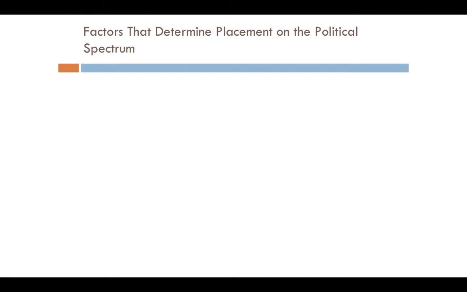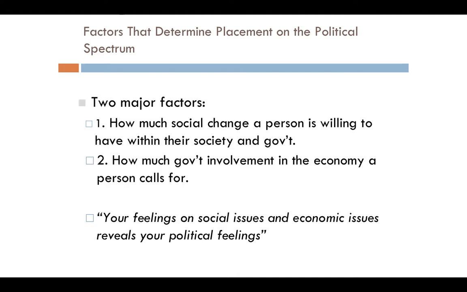Factors that determine placement on the political spectrum. You have a couple different factors here. One, how much social change a person is willing to have within their society and government. Then you also have how much government involvement in the economy a person calls for. So as you see right here, you have social change and economic change. We're not dealing with a one-dimensional issue, but with society and the economy. And that's what makes the political spectrum more than just Republican versus Democrat.